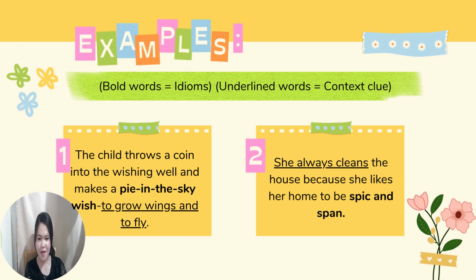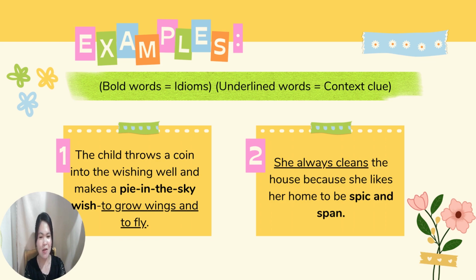Okay, so here is the first example. The child throws a coin into the wishing well and makes a pie in the sky wish to grow wings and to fly. Can someone tell me the meaning of this particular idiom? Take note, the bold words are the idioms, while the underlined words are the context clues found within a sentence. So, how about example number one? Who can tell me the meaning of this particular idiom? Not just the literal meaning, but the true meaning. All right, come on, go ahead.